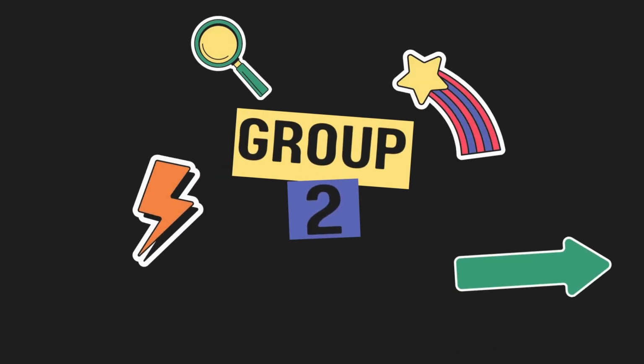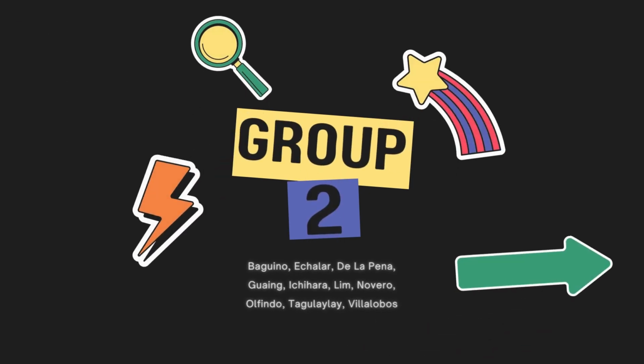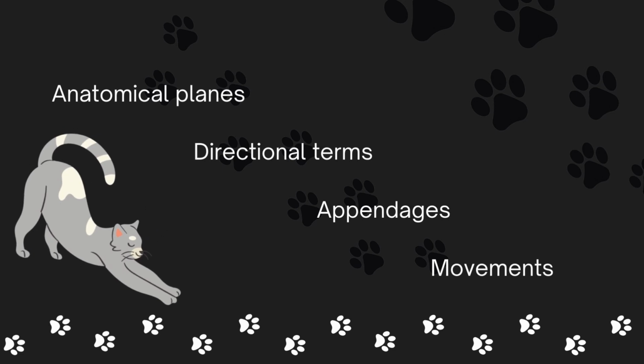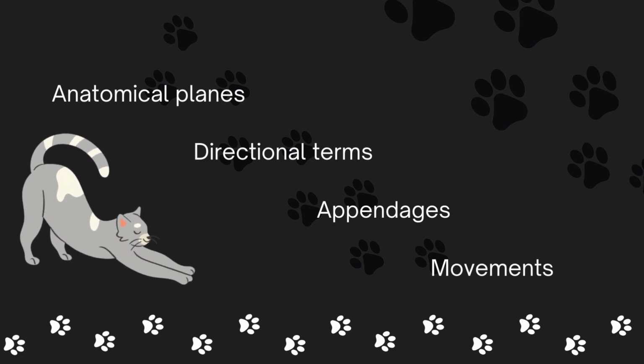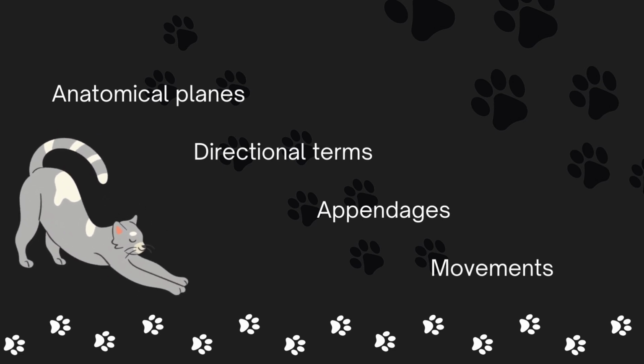Hello, we are Group 2 from VETM 2B and today we will demonstrate the anatomic planes, directional terms, appendages, and some movements with the help of our pets.